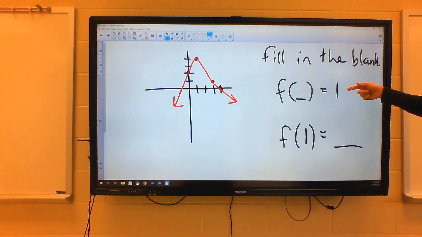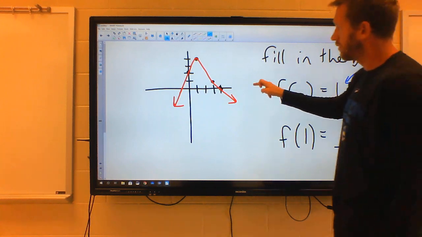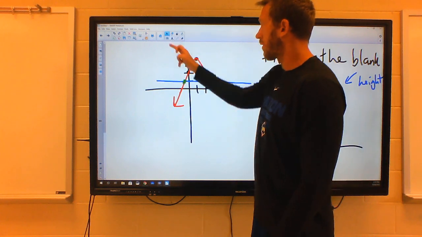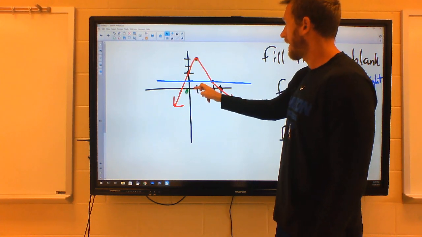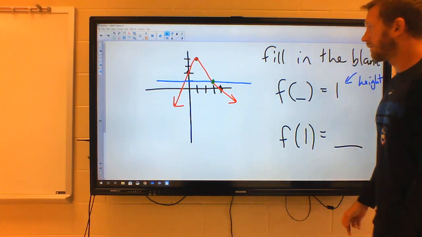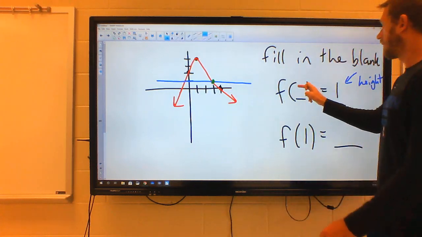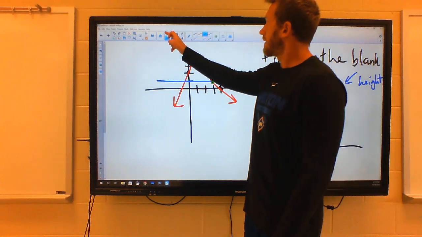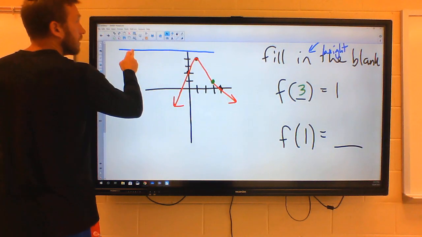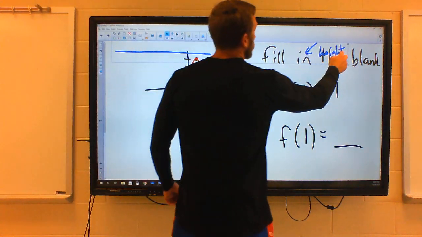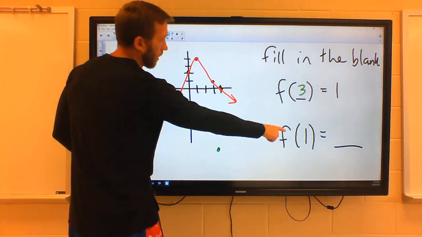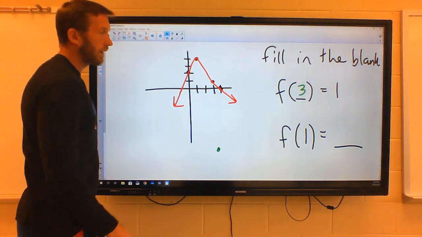Okay, well right here, we're saying our height is 1. There's actually 2 answers we could have written. I just don't know what this one is. I haven't marked that coordinate. I don't know where exactly that is. But I do know this one. I do know that the x value of 3 gives us that height of 1. So that's that problem. And this other problem says f of 1 is something.